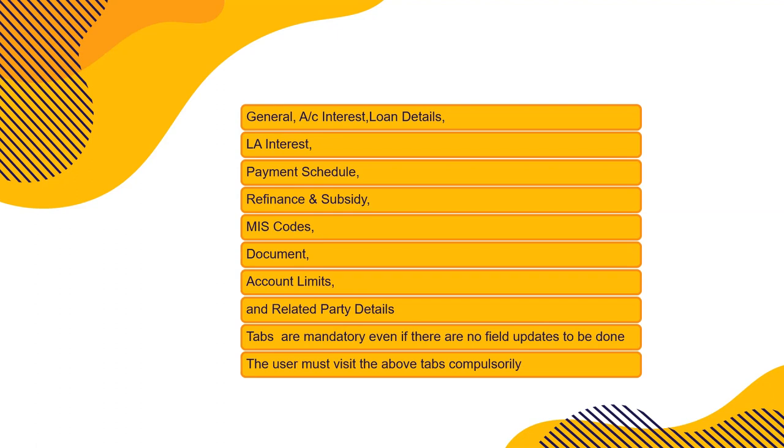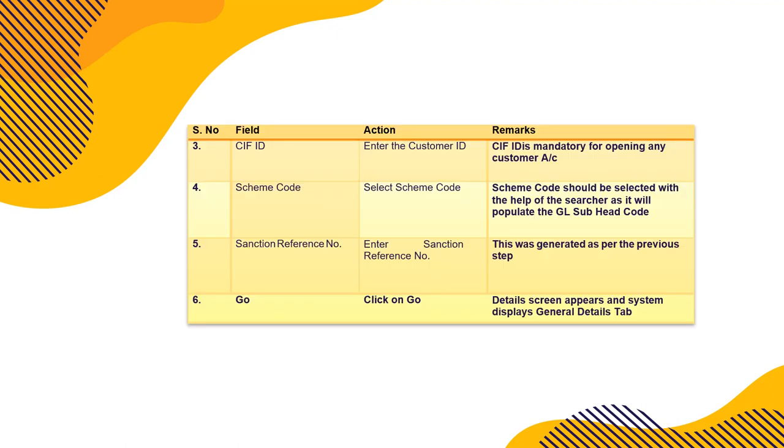Tabs are mandatory even if there are no fields to be updated. So these tabs are to be visited. Make a note of it in a diary, and that will help you while you're working in Finacle in the banking system. Otherwise also, the user must visit the above tabs compulsorily, and the verifier also has to visit all these tabs before he approves the process.